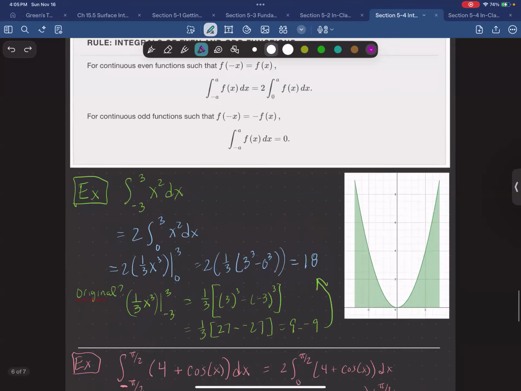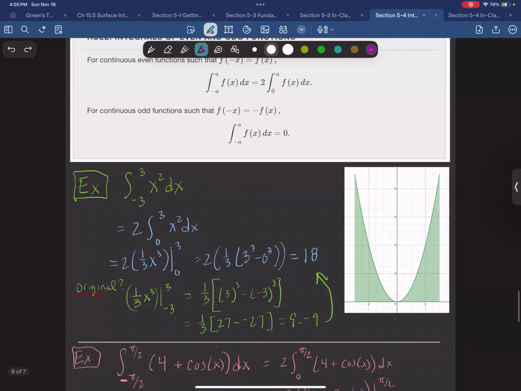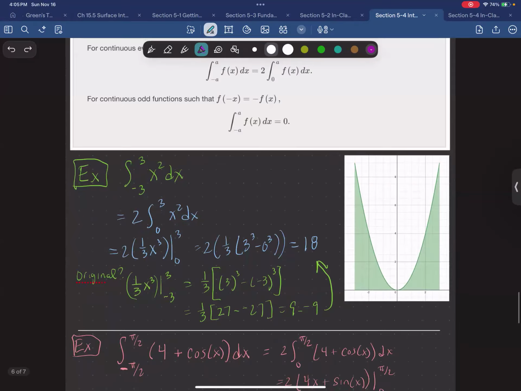Why don't you guys give this one a try? Negative pi over 2 to pi over 2 of 4 plus cosine x. We can treat that as 2 times the integral from 0 to pi over 2 of 4 plus cosine x dx.